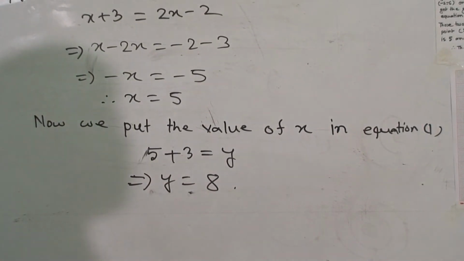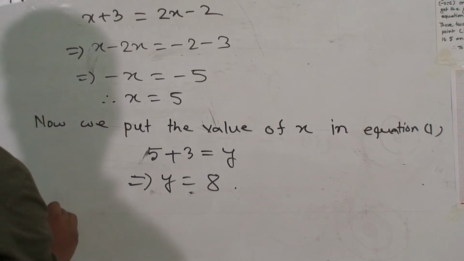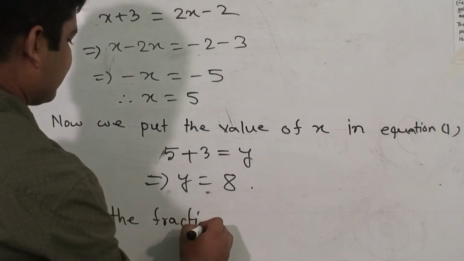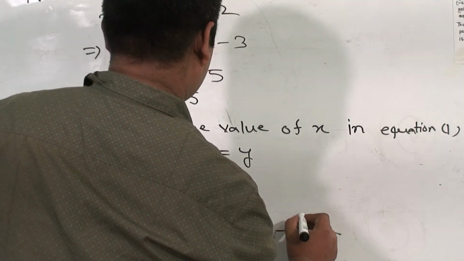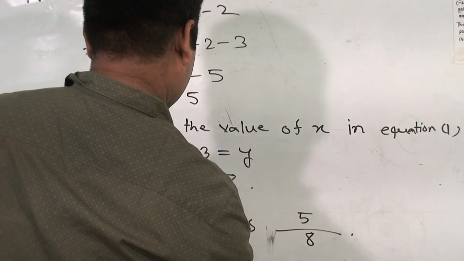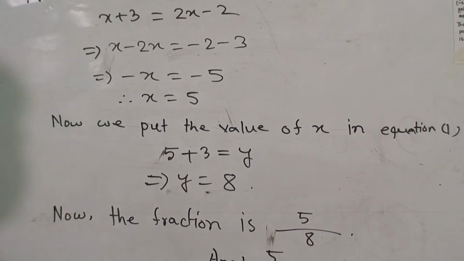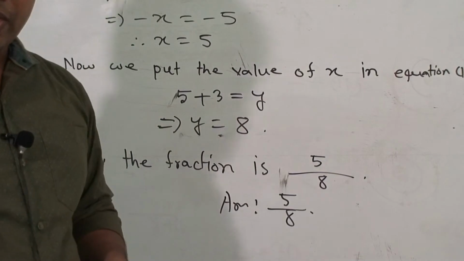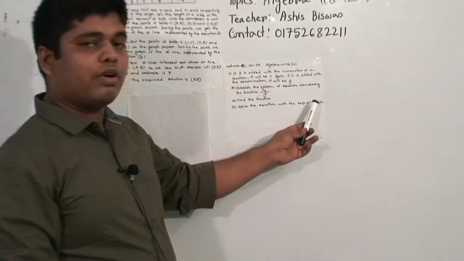My dear students, find the fraction. The fraction was x by y. So we need to find out the fraction. Now the fraction is 5 by 8. Answer: 5 by 8. I hope you have understood. Dear students, this is the solution of question number B, find the fraction. Now my dear students, we shall solve question number C. Solve the equation with the help of graph.